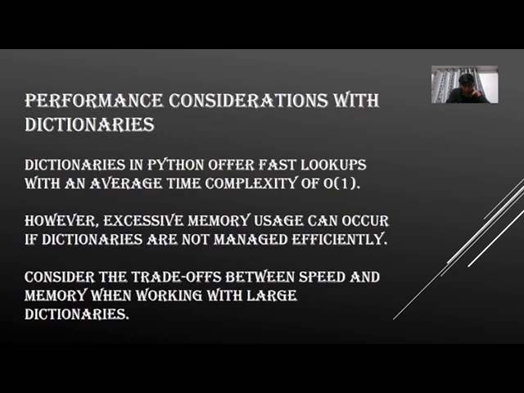Performance considerations with dictionaries. Dictionaries in Python offer fast lookups with an average time complexity of O(1). However, excessive memory usage can occur if dictionaries are not managed efficiently. Consider the trade-offs between speed and memory when working with large dictionaries.